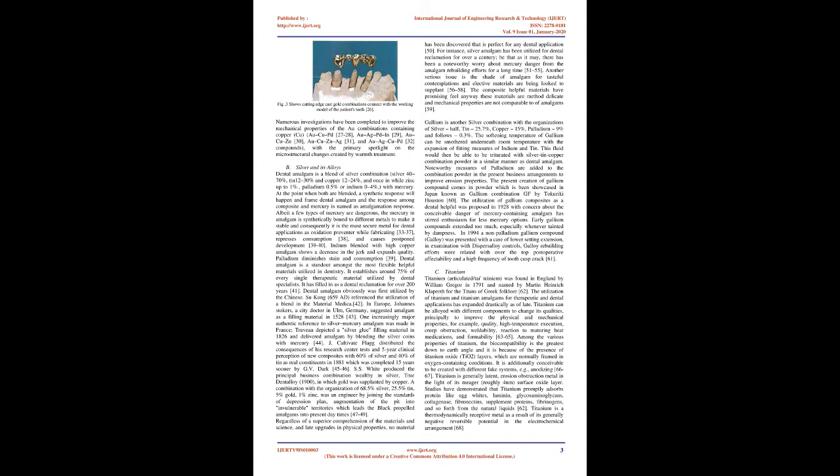Although a few types of mercury are dangerous, the mercury in amalgam is chemically bound to different metals to make it stable, and consequently it is the most secure form for dental applications. Zinc acts as an oxidation preventer while manufacturing 33 to 37, represses corrosion 38, and causes delayed expansion 39 to 40. Indium blended with high copper amalgam shows a decrease in creep and improves strength. Palladium diminishes stain and corrosion 39.